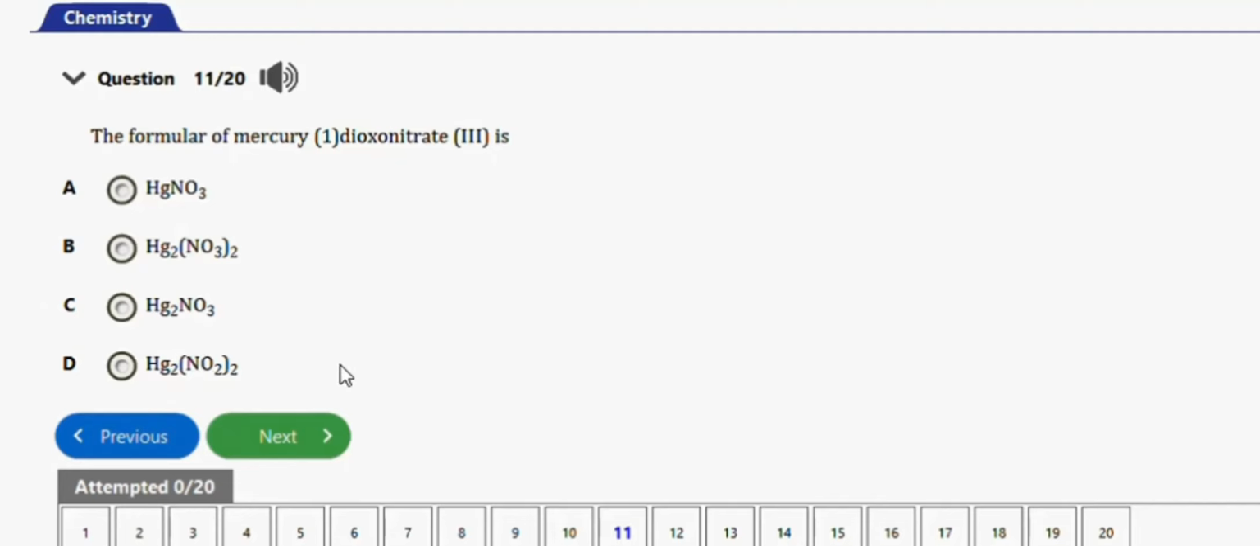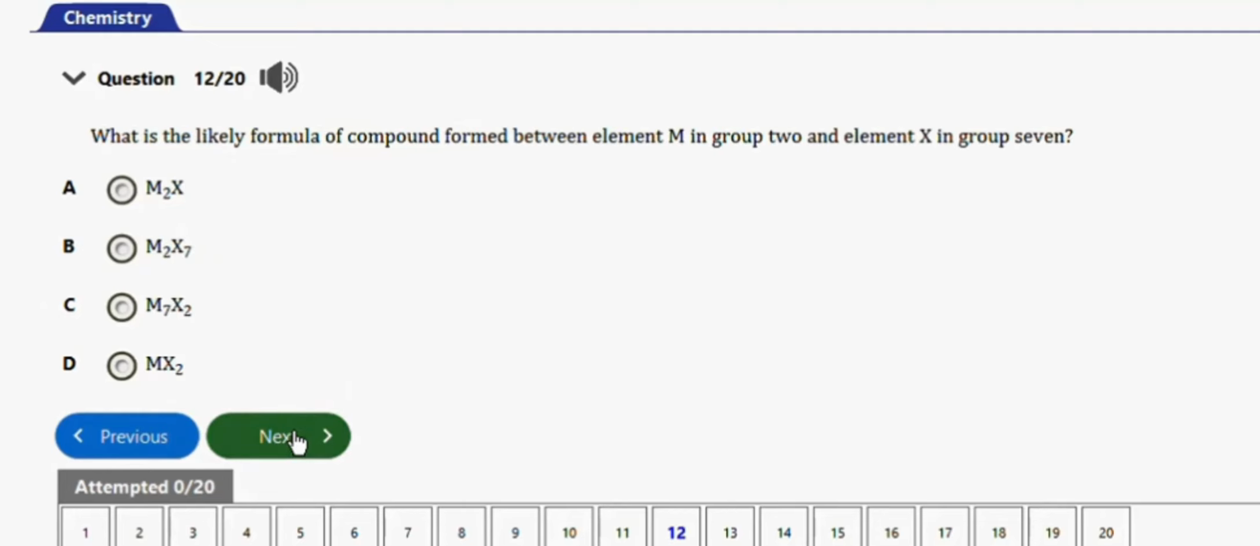The next repeated question will be this one. It says, what is the likely formula of the compound formed between element M in group 2, a typical example is your magnesium, and element X in group 7, a typical example is your chlorine. So when magnesium reacts with chlorine, I'm going to have magnesium chloride. So the right answer to this question will be option D.